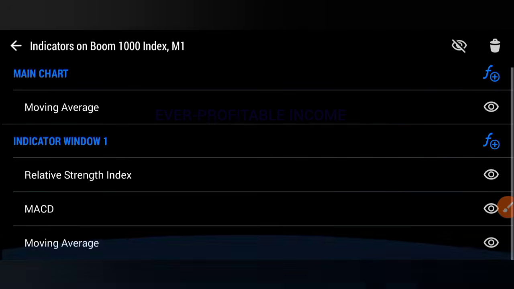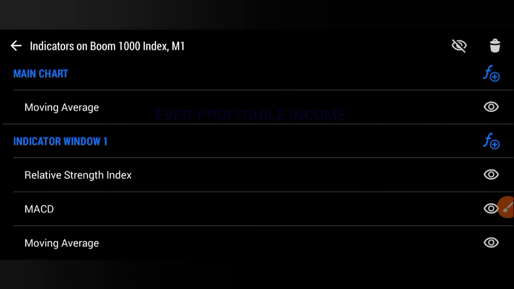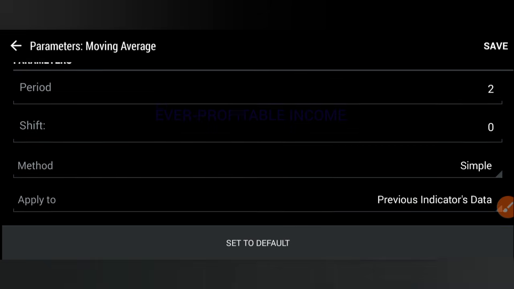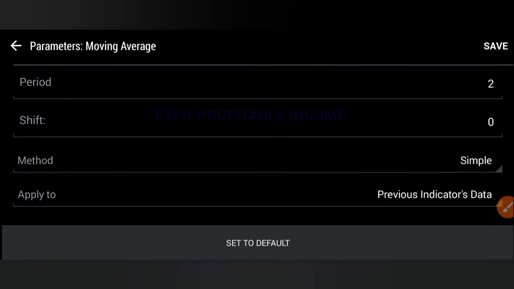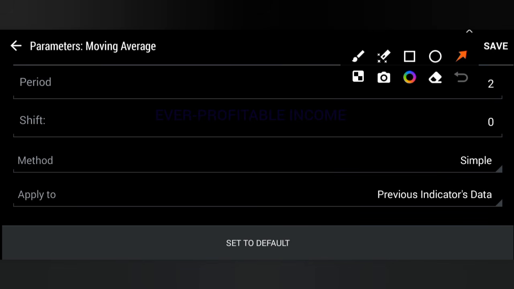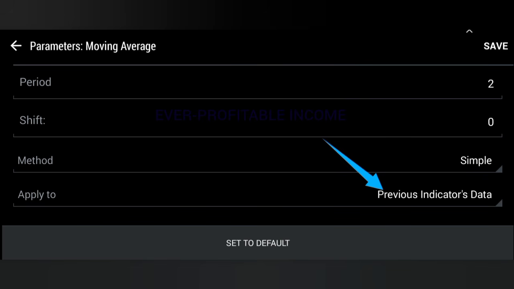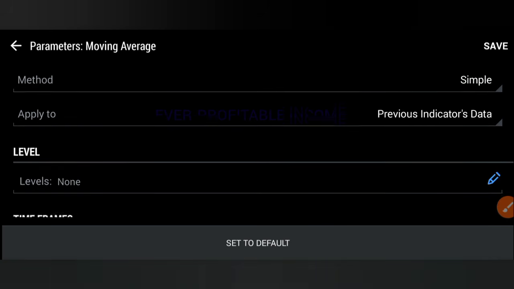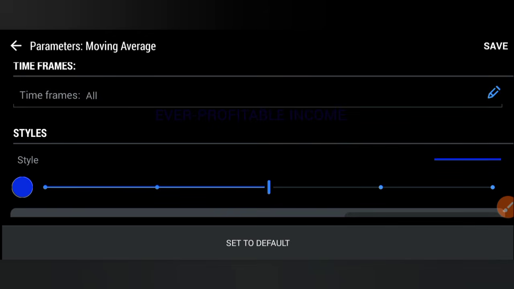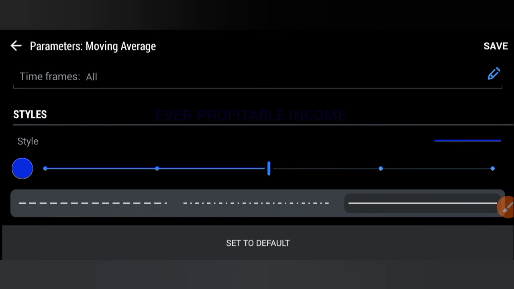And then we have the last one, which is the moving average. The moving average is period 2. Your shift is 0. The method is simple and apply to previous indicator's data. That is, it should be applied to MACD's data. You understand? So it will not be repainting. It won't be moving or leaving the spot when you move your screen. So, apply to previous indicator's data, no levels, apply to all time frames, and the style is blue.